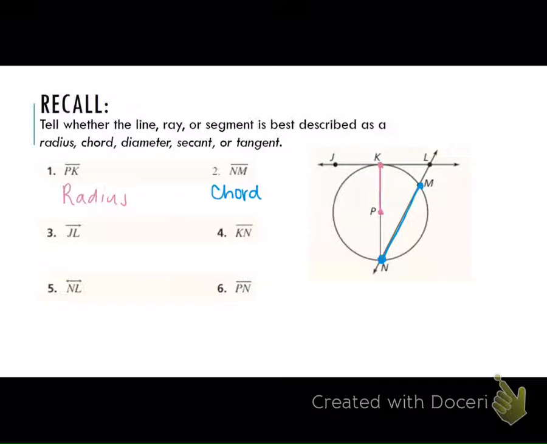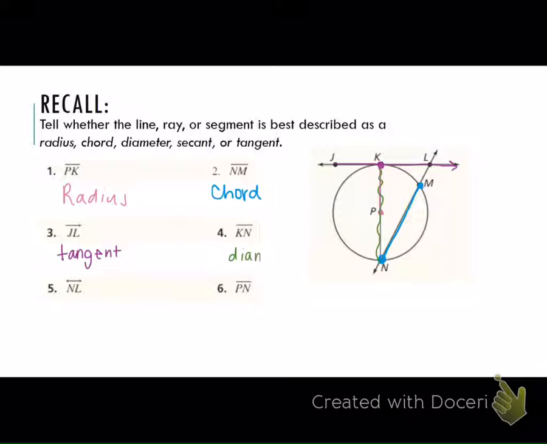Okay, Morgan. What about ray JL? It is tangent. It's hitting at one point on the circle. That is the point of tangency. Guys, stop talking. Helena, what is KN? KN is the circle all the way across.